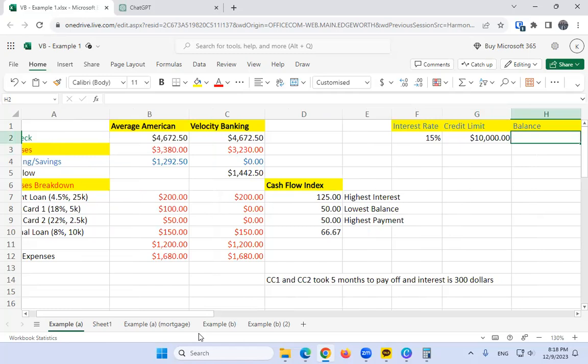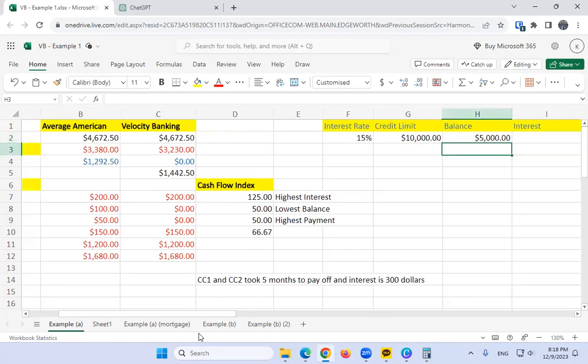So what we're going to do is just have a balance of 5,000. Let's just do 5,000, right? And see how long it takes for us to pay it off.